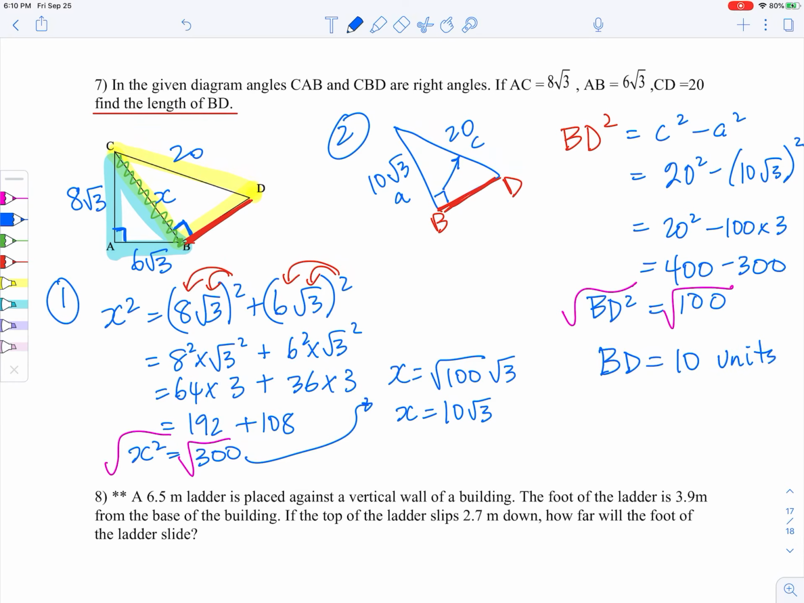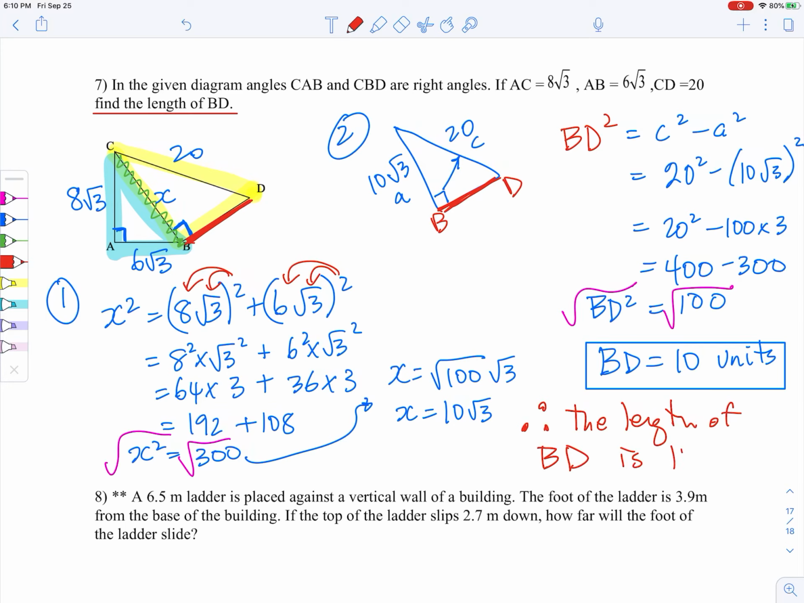Again, no units given, so we can just write units. And it's asked in words, so we answer in words. Therefore, the length of BD is 10 units.